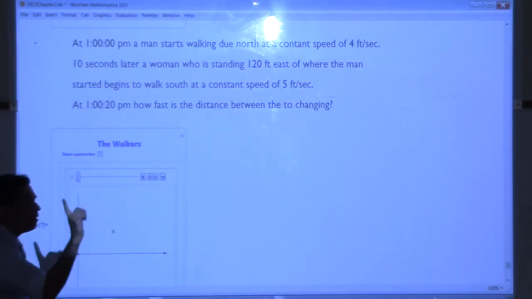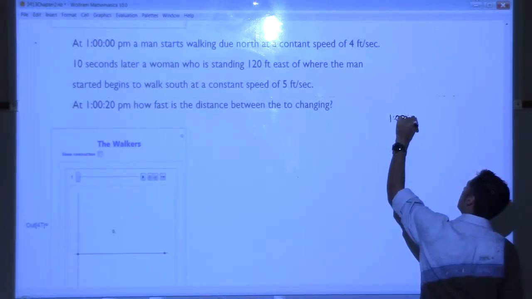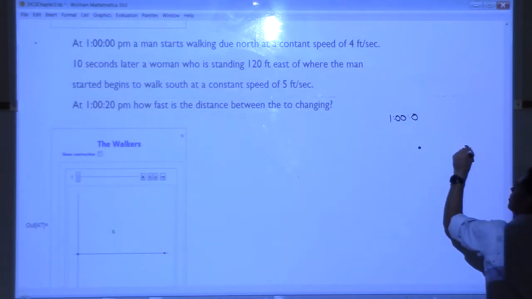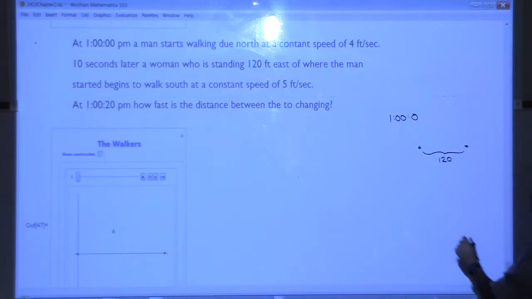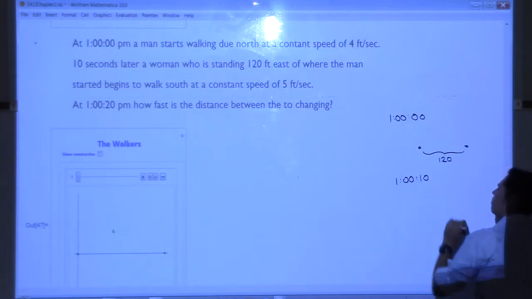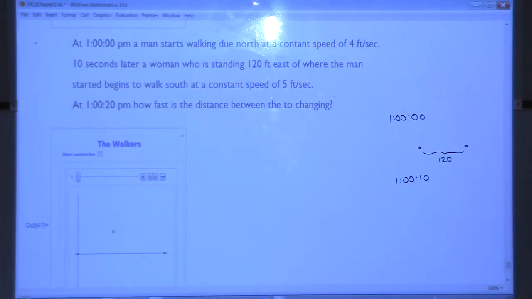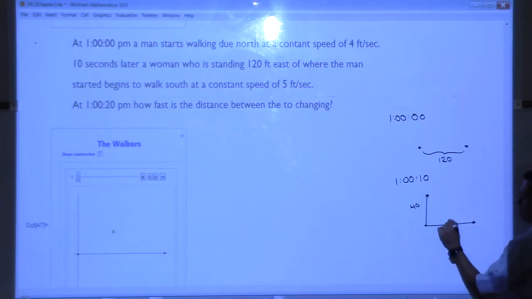We still have at 1 o'clock what's happening. I'll try and go a little smaller over here. At 1 o'clock, he's here, she's here, still 120 feet between them, right? 10 seconds later, where's he? He's gone up to 40 feet, and she is still 120 over here, right?